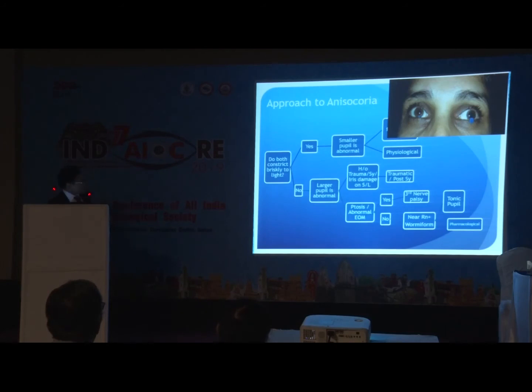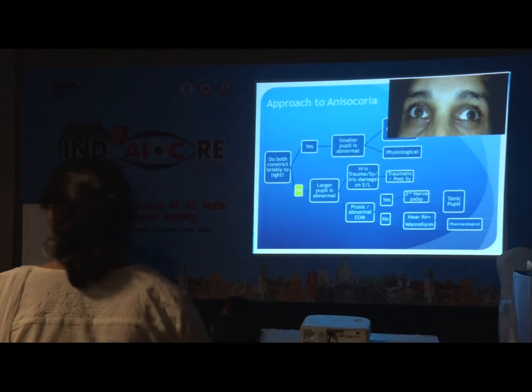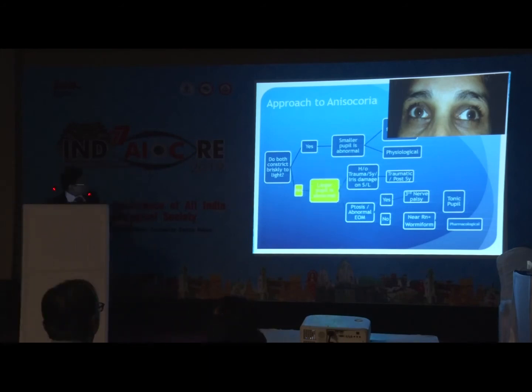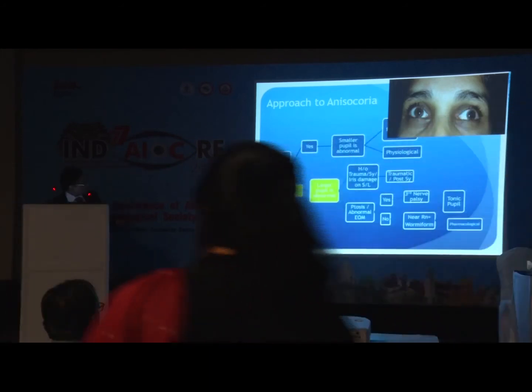Another example, this is a lady I saw a few months ago, 43-year-old with typical presbyopic symptoms, and she came with a complaint of headache. I thought it was due to the presbyopia, but incidentally I also saw the difference in the pupil size here. So going by the same algorithm, check the light reaction, no reaction. So from that we say the larger pupil is the abnormal one.